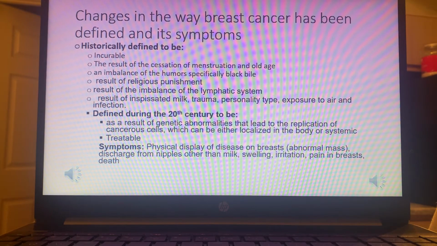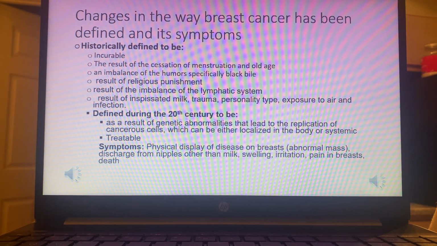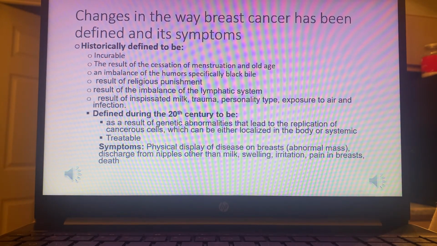When considering the various eras and ideologies surrounding the definition of breast cancer and its symptoms, it is clear that there has been much change in defining the disease, with some change in defining its symptoms. Historically, breast cancer was defined to be incurable, the result of the cessation of menstruation in old age, an imbalance of the humors, specifically black bile, as a result of religious punishment, a result of the imbalance of the lymphatic system, and it was even attributed to be as a result of inspissated milk, trauma, personality type, exposure to air, and infection.